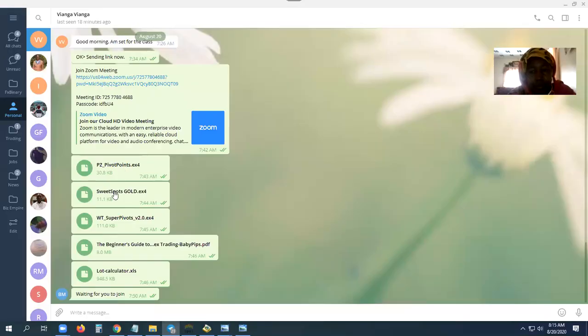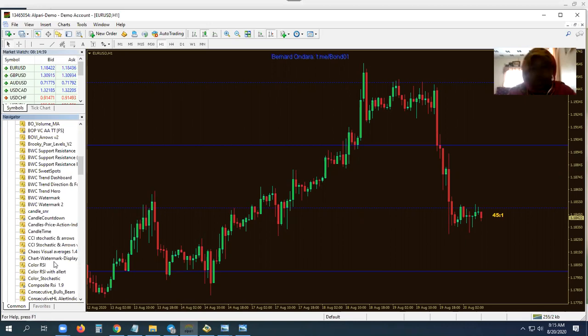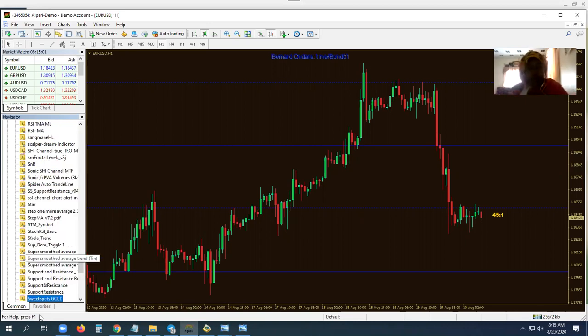It is here, the one called sweet spots gold. If you drop it on your chart, it will draw these lines automatically for you. All right? You know how to add indicators to your MT4, I guess. Once you drag it from your list here, it's called sweet spots. You simply find it, click on it, and drag and drop it here. It will be able to do the work for you.